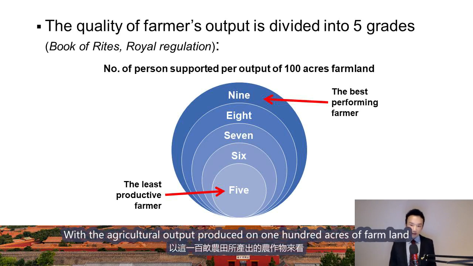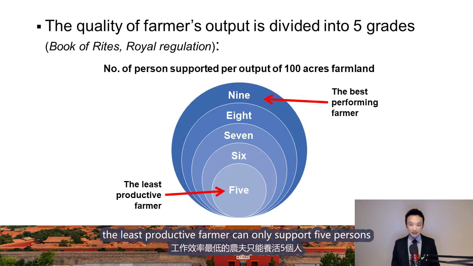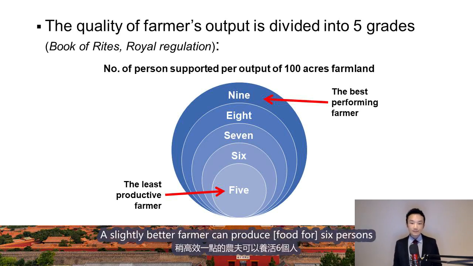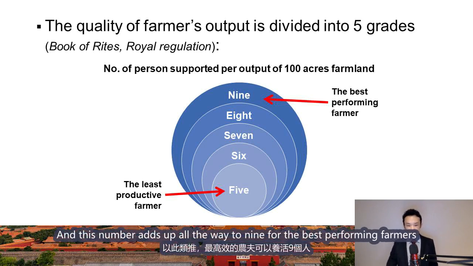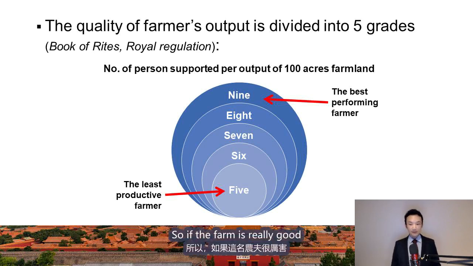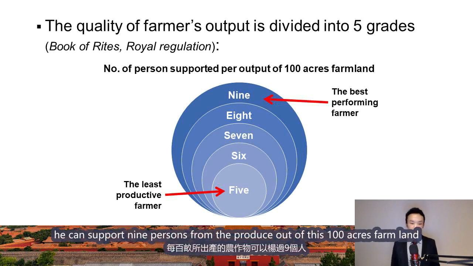So, with the agricultural output produced on 100 acres of farmland, the least productive farmer can only support 5 persons. A slightly better farmer can support 6 persons, and this number adds up all the way to 9 for the best performing farmers. So if the farmer is really good, then he can support 9 persons from the produce out of this 100 acres of farmland.